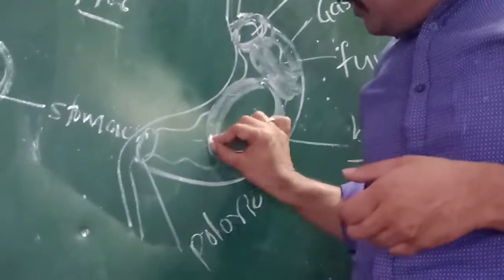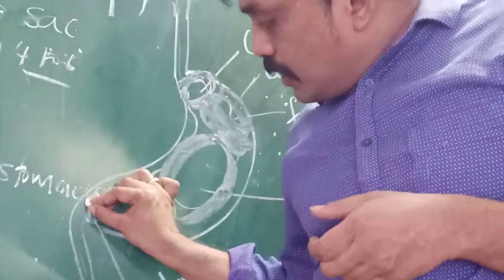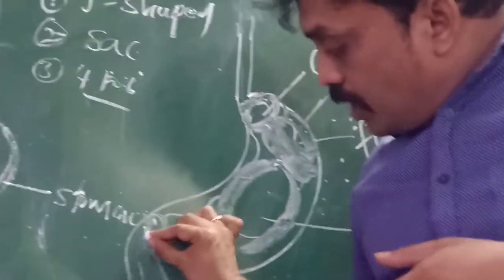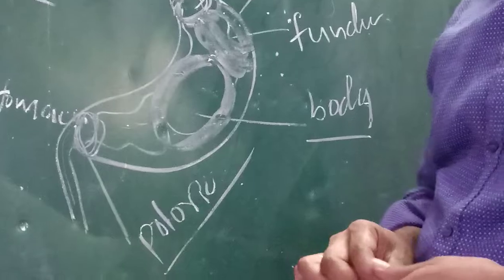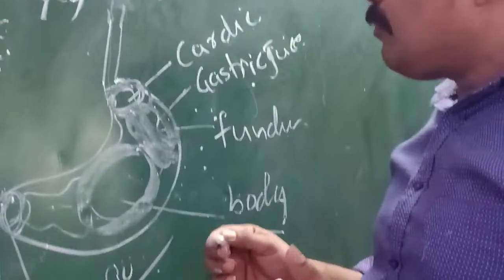After digestion in the stomach, food enters the small intestine. This is the opening of the small intestine. Where the stomach opens into the small intestine, that region we call the pyloric region. That means in the stomach also, 4 regions are there. One important point: what is that important point?